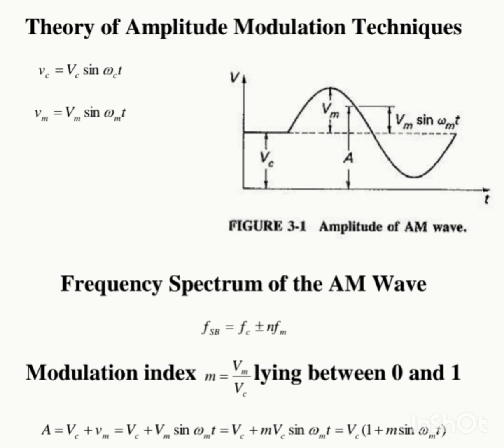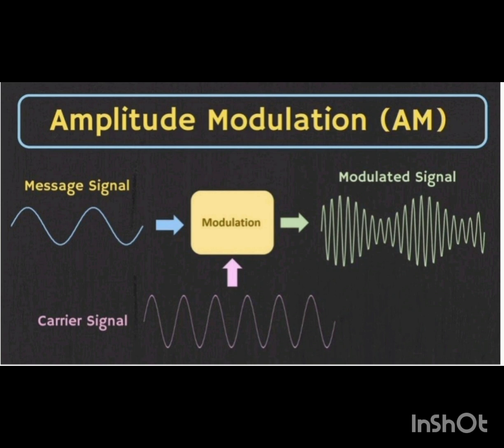Frequency spectrum of the AM wave. Frequencies present in the AM wave are the carrier frequency and the first pair of sideband frequencies, where a sideband frequency is defined as FSB equals Fc plus or minus n Fm, and in the first pair n is equal to 1. When a carrier is amplitude modulated, the proportionality constant is made equal to unity and the instantaneous modulating voltage variations are superimposed onto the carrier amplitude.